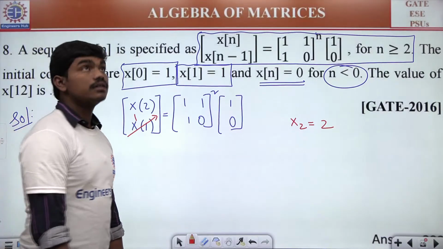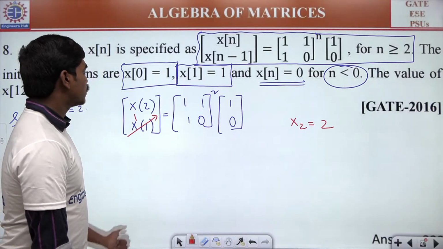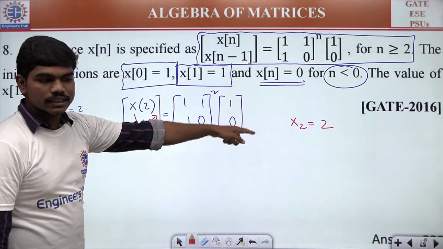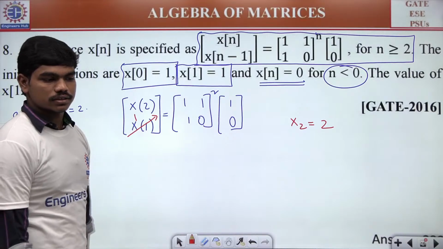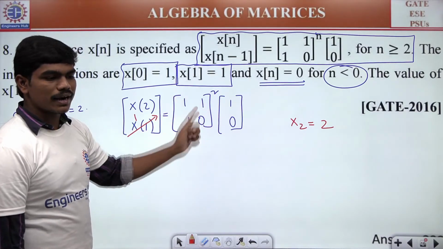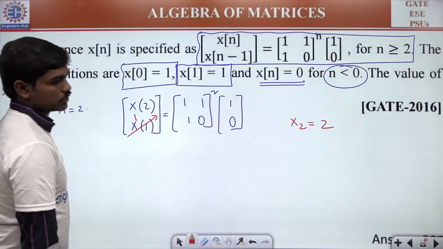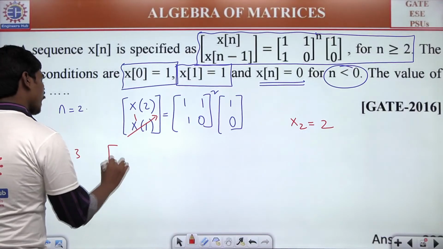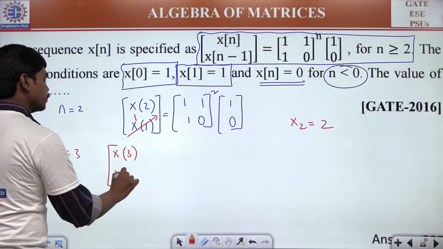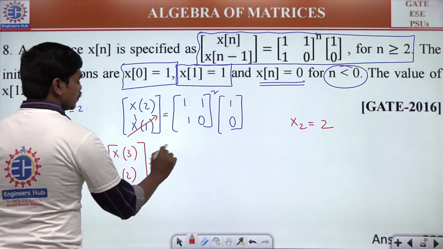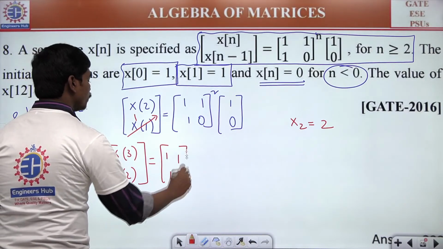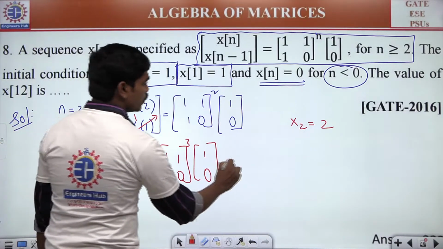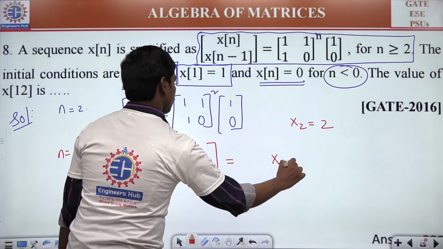Fine. Is the value of x2 2? Are you all getting this value of x2 as 2? Just try to square the matrices. You know, calculation of square of this matrix is very simple. So that's not an issue, correct? So you got x2 as 2. Now if you put n is equal to 3, x of 3, x of 2 is equal to [1 1; 1 0] whole cube times [1; 0]. This if you solve, you will be getting x3 as 3.